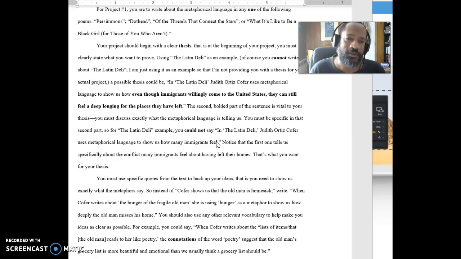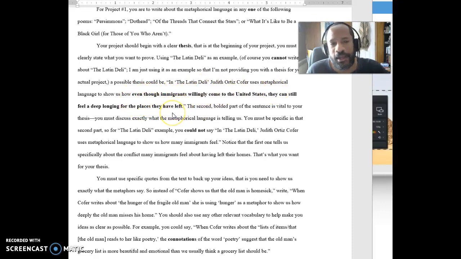If you're not being that specific in the thesis, then the thesis is not going to be setting up the rest of the essay in the way in which it needs to be set up. So I say, notice that the first one, this one, tells us specifically about the conflicts many immigrants face about having left their homes. That's what you want for your thesis, this kind of specificity.